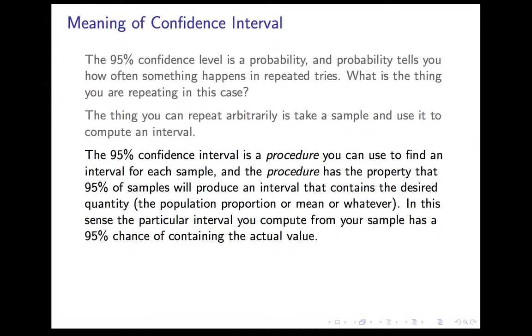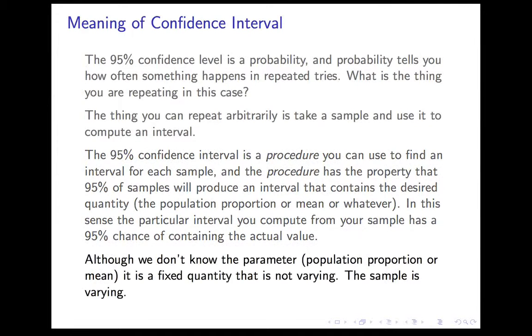So that's the sense in which your interval has a 95% chance of containing the actual value, but the value isn't varying. There is some number, which is the population mean, which is the average haircut cost of a college student. It's a fixed number even though you don't know it. And your interval, even though you're looking at one interval there, that's the thing that varies. Each sample gives you a different interval. The interval has a 95% chance of containing the parameter.